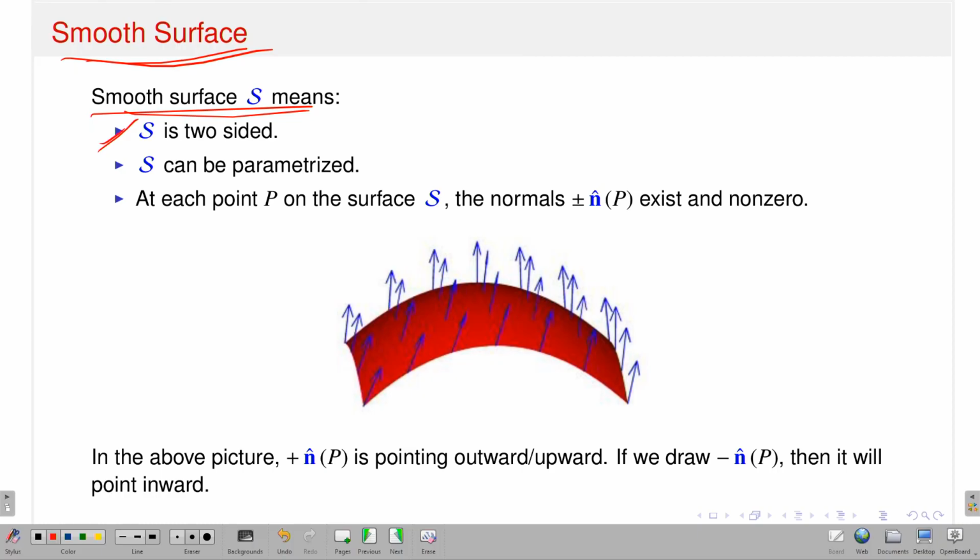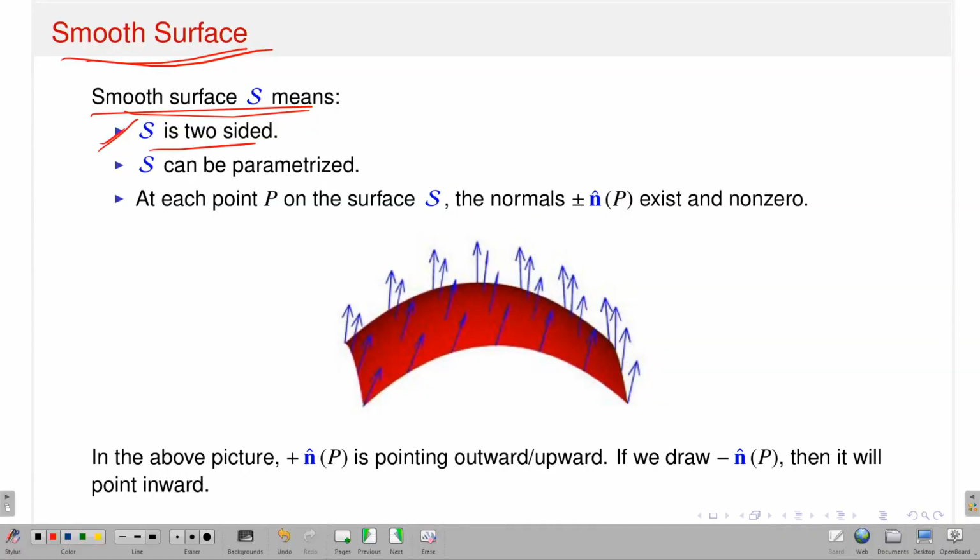Like if I have a Mobius strip, it is actually one surface, a one-sided surface. It is not two-sided. Two-sided surface means what? It will have two faces, one side and another side. So it has two sides, but if I go from one side to another side I have to cross the corner or the boundary. So it should be two-sided.